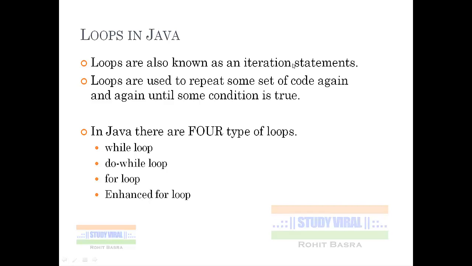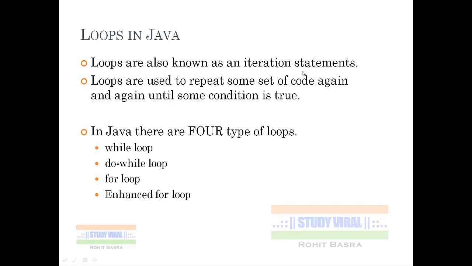In Java, there are basically four types of loops. The first three loops are the traditional loops, which we studied in every programming language, but the fourth one is a little bit different from the traditional loops. The first one is the while loop, second do while, third for loop, and the fourth one is the enhanced for loop. The enhanced for loop I will discuss later, after the class and object topic.